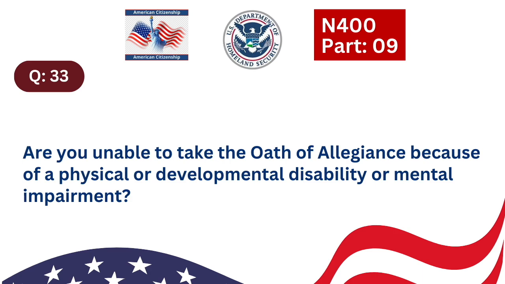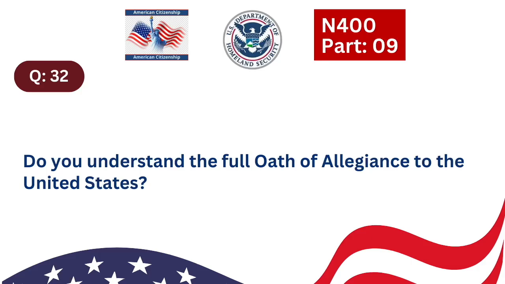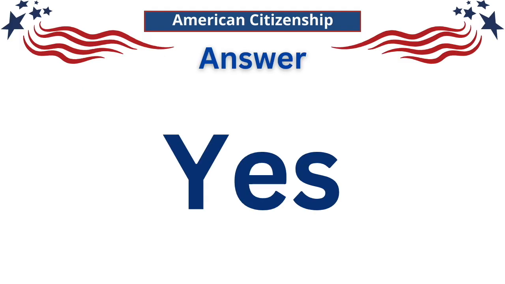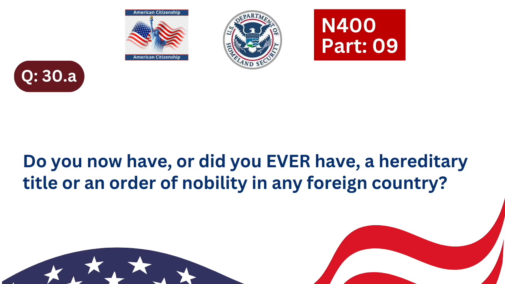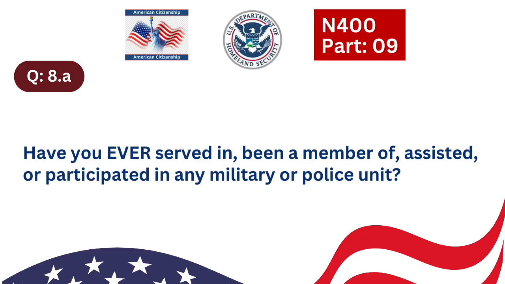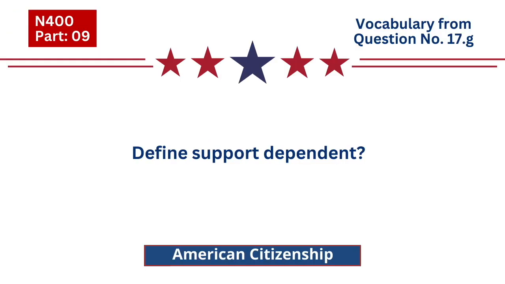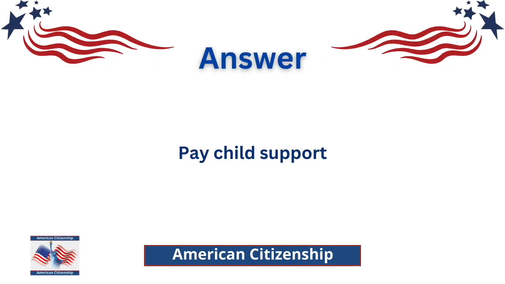Are you unable to take the oath of allegiance because of a physical or developmental disability or mental impairment? No. Do you understand the full oath of allegiance to the United States? Yes. Do you now have, or did you ever have a hereditary title or an order of nobility in any foreign country? No. Have you ever served in, been a member of, assisted, or participated in any military or police unit? No. Define support dependent. Pay child support.